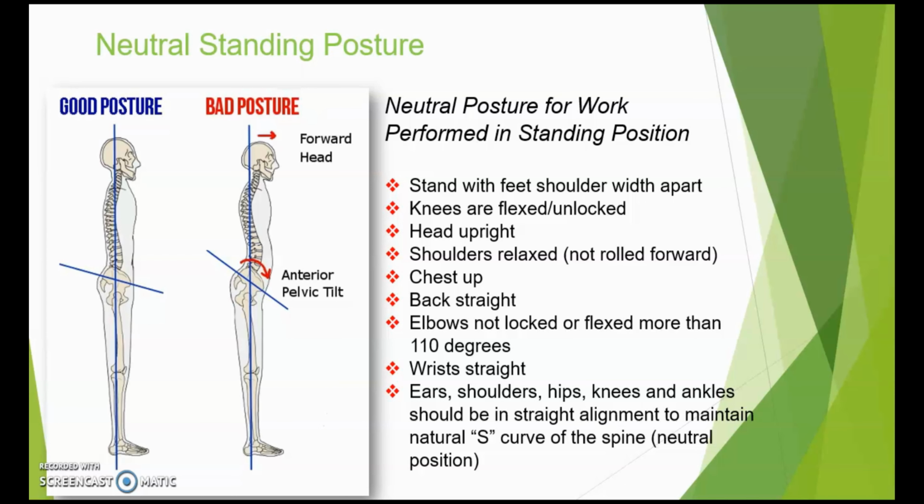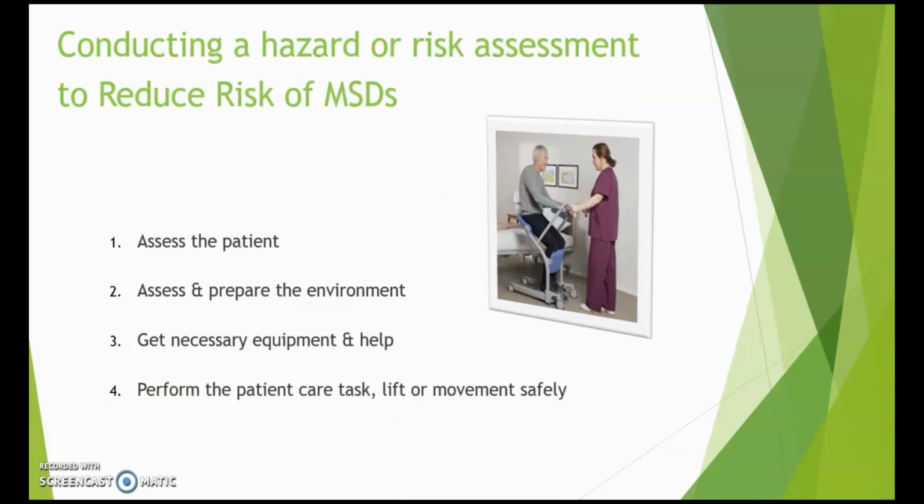So chest up, back straight, elbows not locked or flexed more than 110 degrees, wrists straight, ears, shoulders, hips, knees, and ankles should be in straight alignment to maintain a natural S curve of the spine, which, as you can see here, is synonymous with a neutral position, okay? Again, we're not talking about normal position necessarily because there is some variability, but neutral as in not affected in one or the opposite direction.